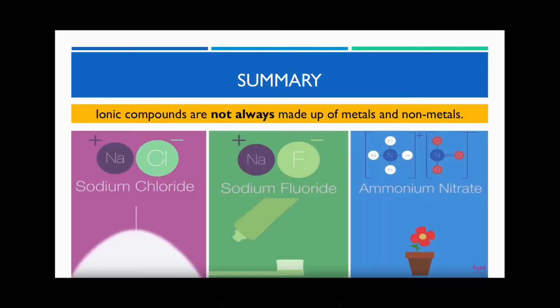So that's just a quick summary. Ionic compounds are not always made up of metals and non-metals, but the vast majority are, such as sodium chloride and sodium fluoride over here. Ammonium nitrate in this case only contains non-metals, but this is also considered to be an ionic compound because it contains a positively charged ion as well as a negatively charged ion.